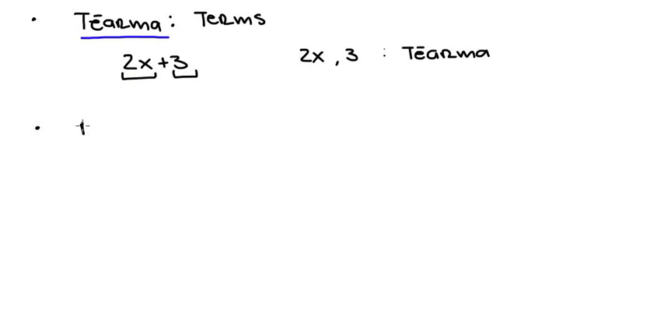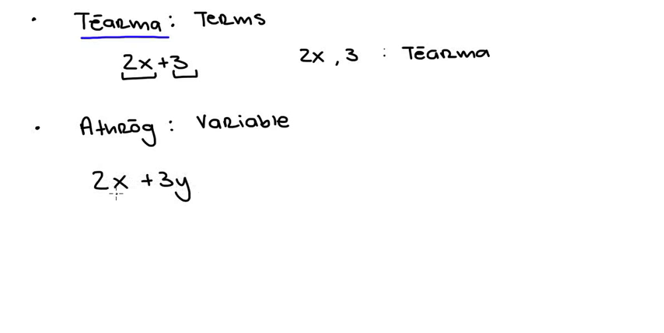The next word, athróg. This is our variable. So if we take the expression 2x plus 3y, x and y are the variables. So the athróg, this is usually the letter in the expression or the equation. If we take another example, x squared plus 3x minus 5, x is the only variable there. We don't say x squared is a variable and x is another one. So we're just identifying the variable once.